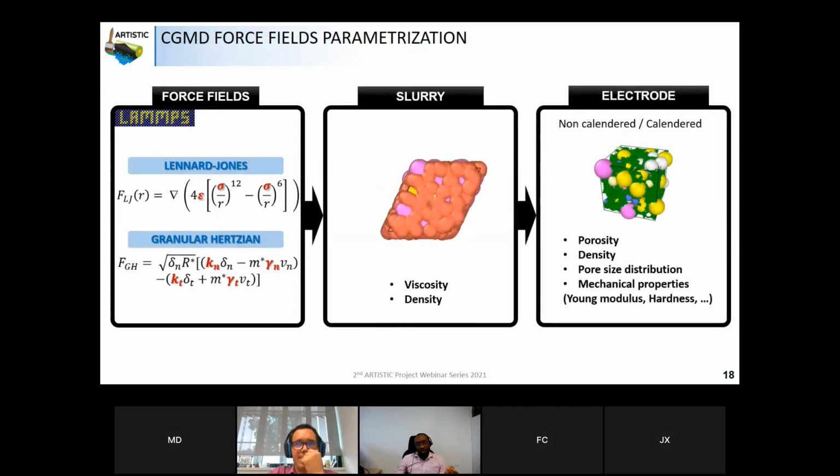For that, we need to validate the slurry part and the dry electrode part. For the slurry, we validate viscosity and density, for example. And for the electrode part, we have porosity, density, pore size distribution, and also mechanical properties for the non-calendered and the calendered electrode, for example.